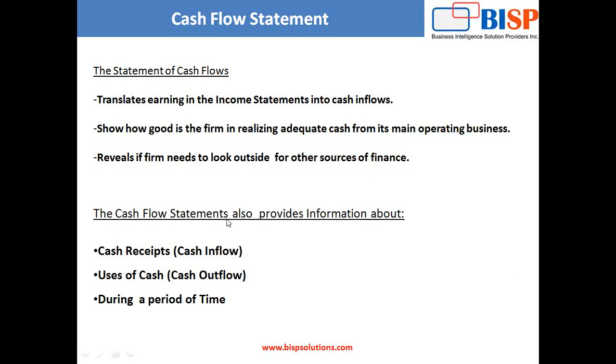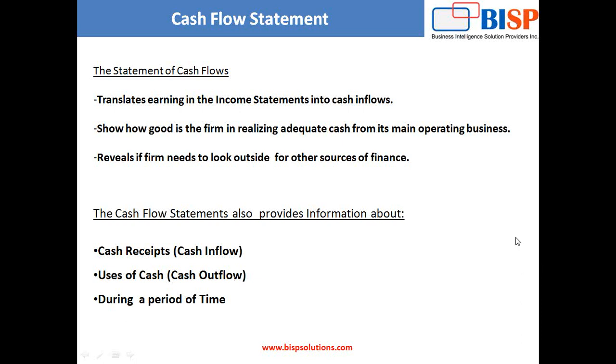The cash flow statement also provides information about cash receipts, which would be indicated as cash inflow, and uses of cash, which would be indicated as cash outflow, during a period of time. So the cash flow statement has three parts: operating, investing, and financing activities.